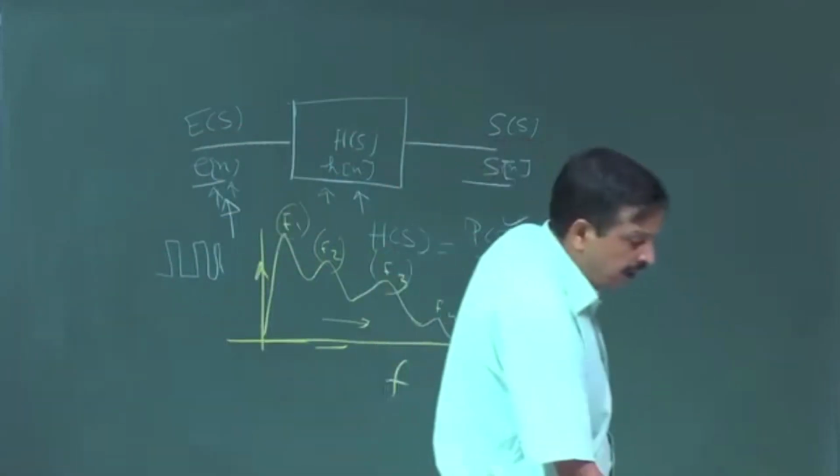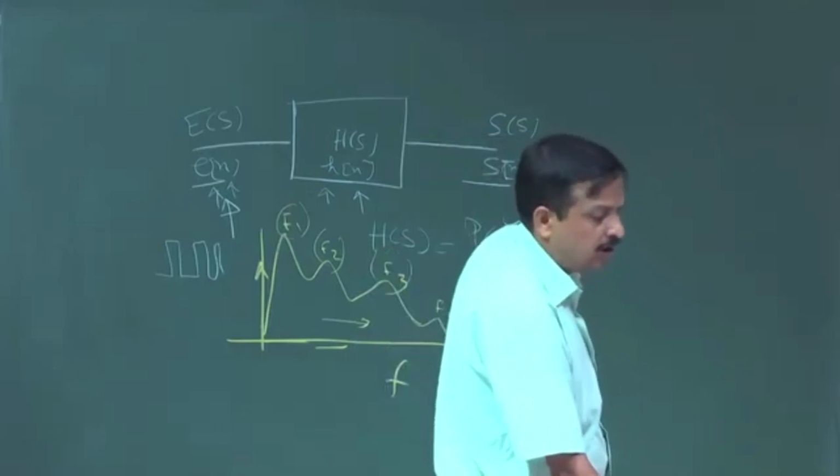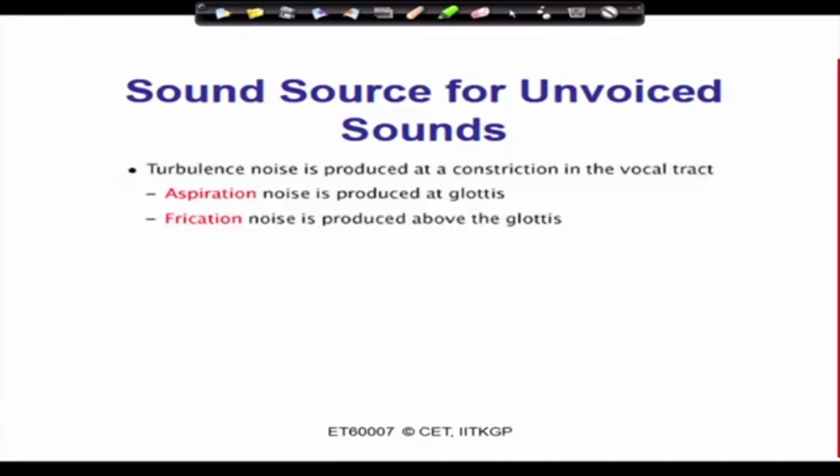Now, relating to the vowel sound, if I relate to the unvoiced sound, we can say that there is a difference between unvoiced and silence. Aspiration and friction are called unvoiced sound. Unvoiced means the vocal cord does not vibrate, but still there is a noise kind of sound. The source is aspiration and friction.